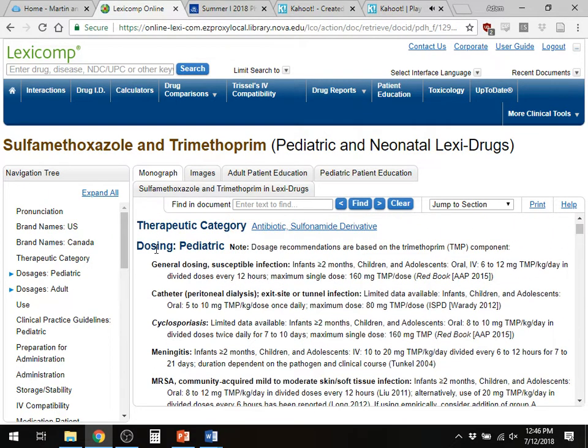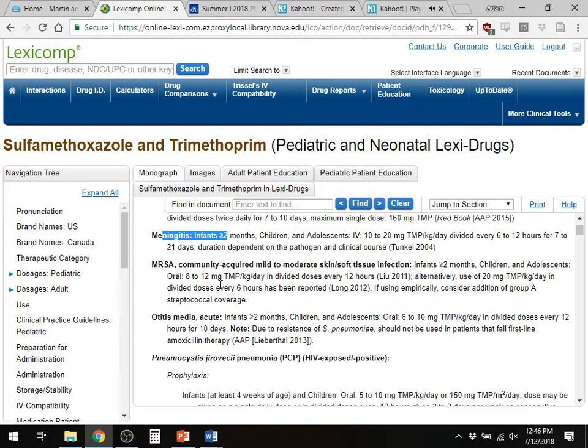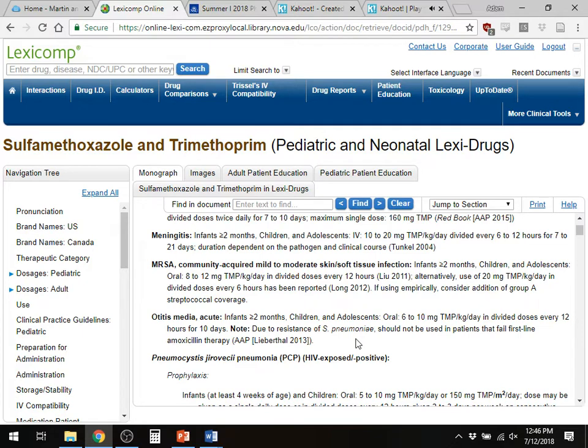Say a 2-year-old. Say we're going to go through and look at different indications here. So, okay, meningitis. Okay, kid's not that sick. We don't have meningitis. Let's say we have acute otitis media. Okay, it's probably not going to be a preferred drug in that case, as you'll learn, but let's just go with that, okay? So look at my dosing here.